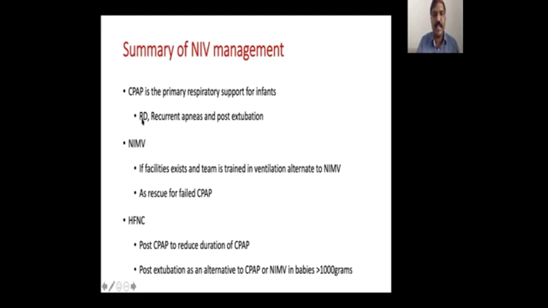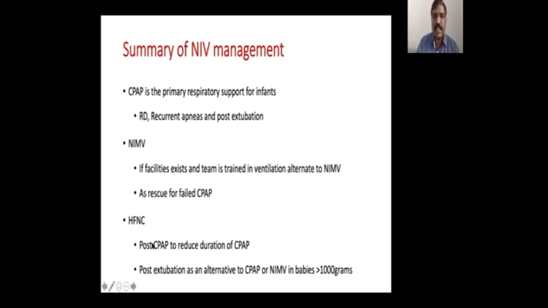It is used for respiratory distress as seen in this baby, but it can also be used for recurrent apneas and post-extubation. When you're starting for recurrent apneas, you use a pressure of 4, FiO2 as low as 21% to 25%. Post-extubation, when you start CPAP, you use a pressure of 5, and whatever FiO2 you extubated from the ventilator on, the same FiO2 will continue on CPAP. Nasal IMV facilities exist. It can be started at the same time as CPAP. Otherwise, it should be used as a rescue mode for failed CPAP.